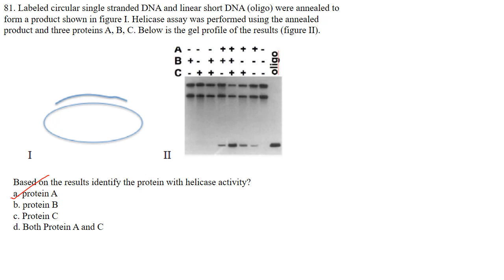And we can see from the gel that whenever protein A is added, you get an oligo band. So here protein A has been added, whereas here A is not added. So wherever A is added, you get the oligo band. But if B or C is added, you don't get the oligo band. So naturally A is the helicase. Answer is option A.